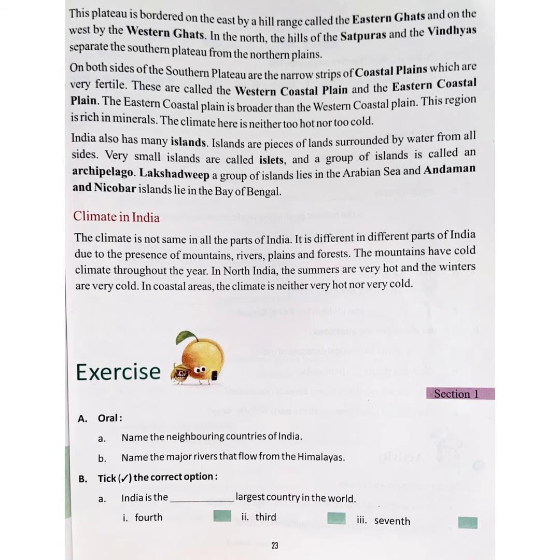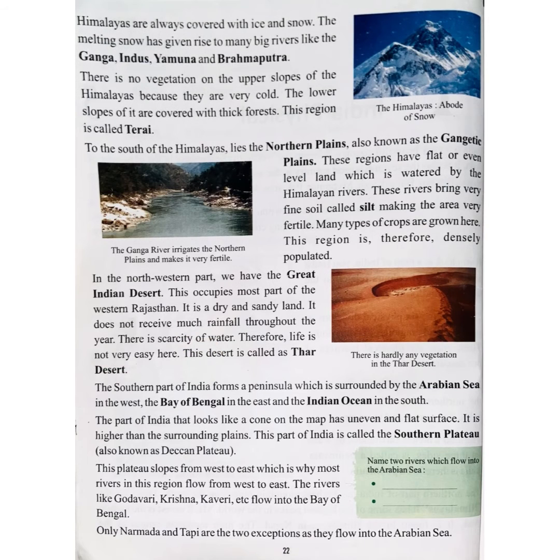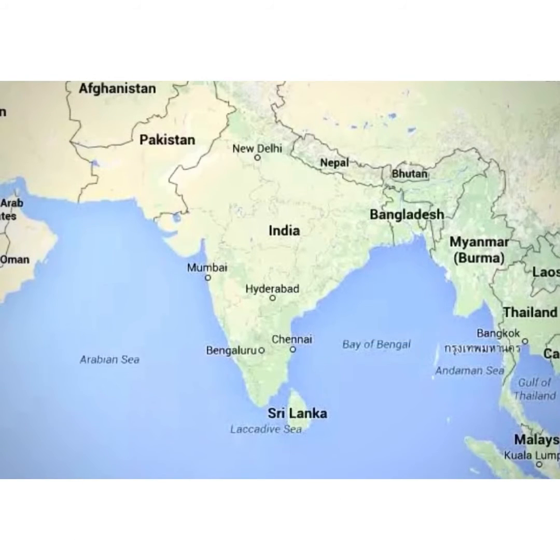India also has many islands. Islands are pieces of land surrounded by water from all sides. Very small islands are called islets, and a group of islands are called an archipelago. Lakshadweep, a group of islands, lies in the Arabian Sea, and Andaman and Nicobar Island lie in the Bay of Bengal. Okay, children. So as we move in the south of India, we experience the peninsula region. We all have studied what is a peninsula.